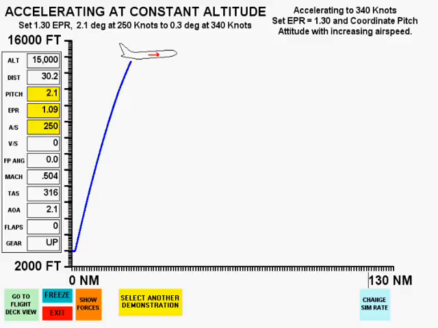Now we will accelerate to 340 knots. We first set the EPR to 1.30, and since this is a constant flight path maneuver, we will coordinate pitch attitude changes with airspeed changes.